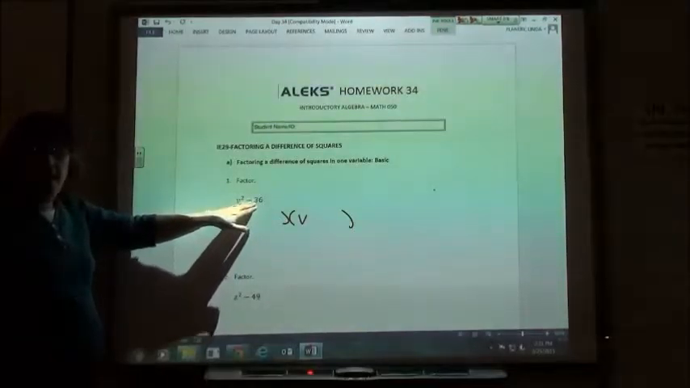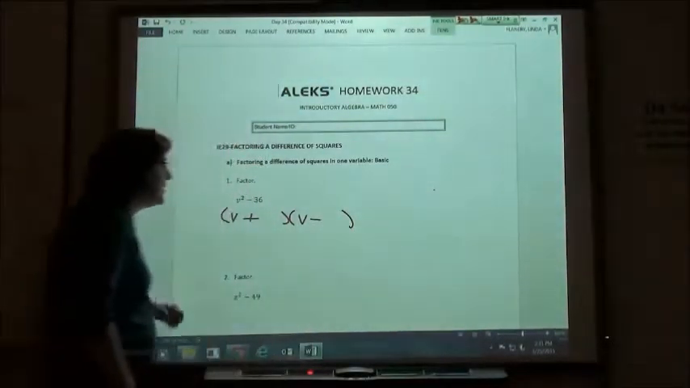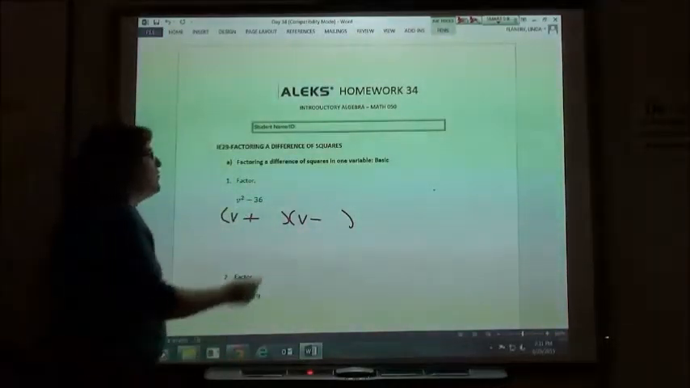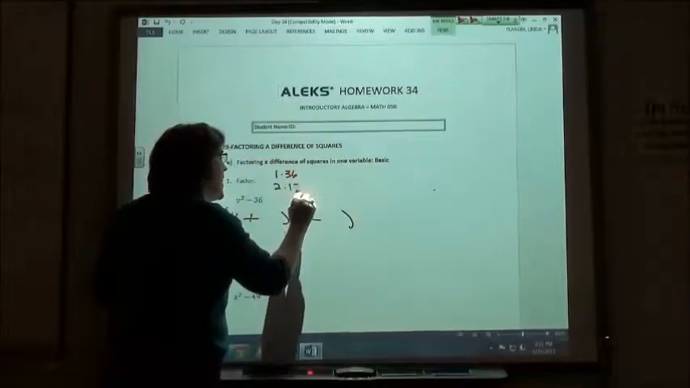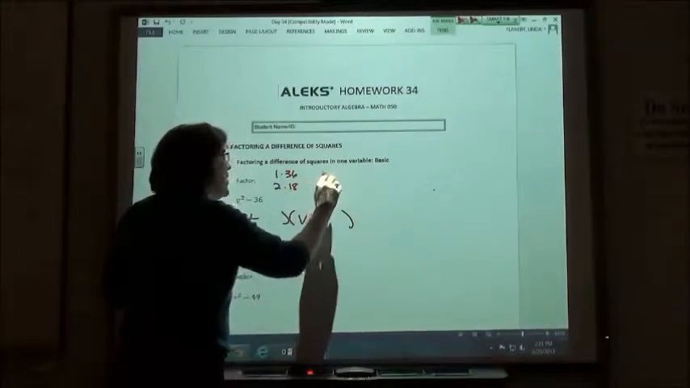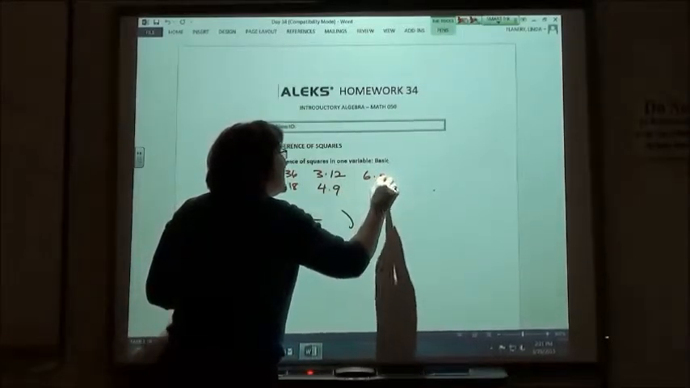The end sign is a negative. If the end sign is a negative, I have to have one plus and one minus. What we want is the factors of 36. 1 times 36, 2 times 18, 3 times 12, 4 times 9, or 6 times 6.